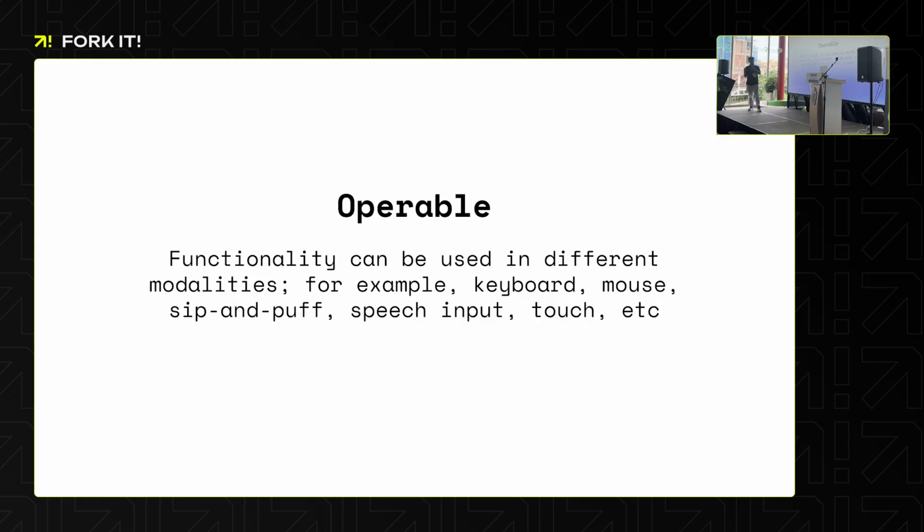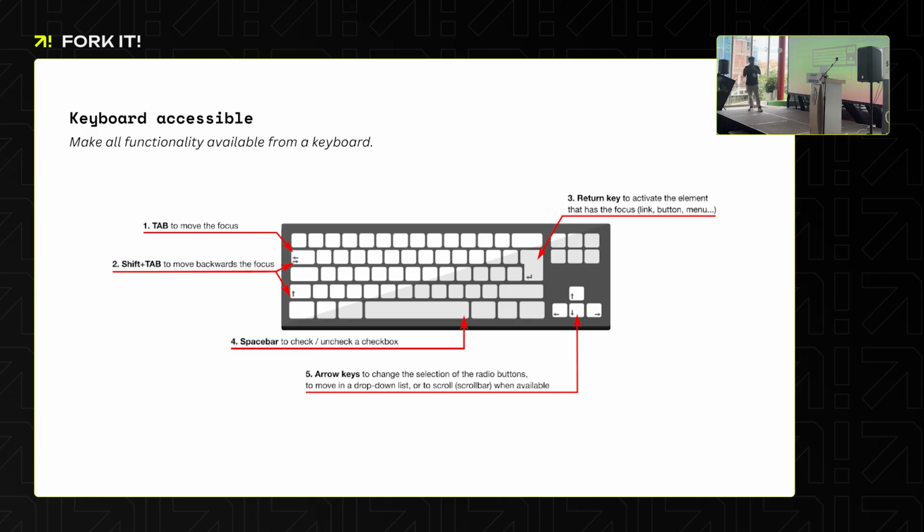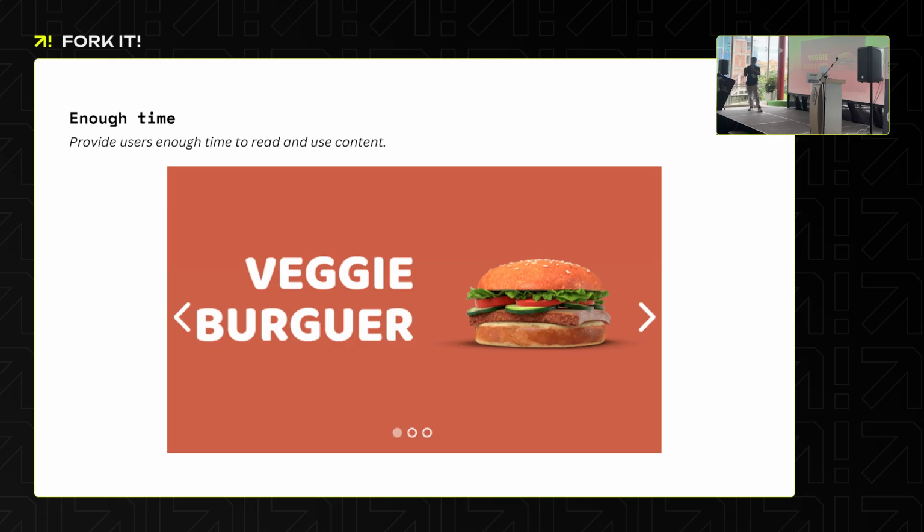The other thing is operable, meaning your website should be functional and usable in different modalities. For example, like we saw previously in keyboard accessibility: keyboard accessible, mouse, zip and pop device, etc. Using the tab, something like this. Imagine if you have a slider or carousel. So users need to have more control in this area. They need to move with the keyboard or with the mouse.